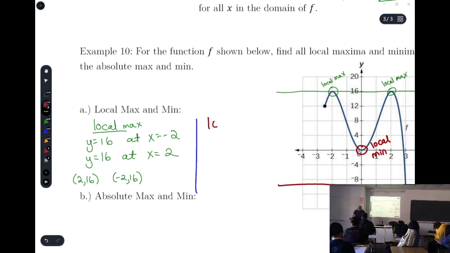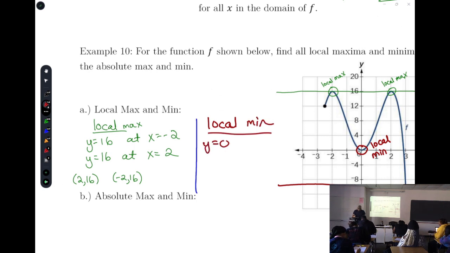What about local min? Y'all tell me, since I'm talking a lot. Y equals 0 at x equals 0. Or if you want to beef it up, you could write a little sentence even. The minimum is 0. This occurs at x equals 0. This occurs at the point (0, 0). That'd be the best answer. You write that whole sentence out, then someone's like, oh, this person loves math or knows what they're talking about.